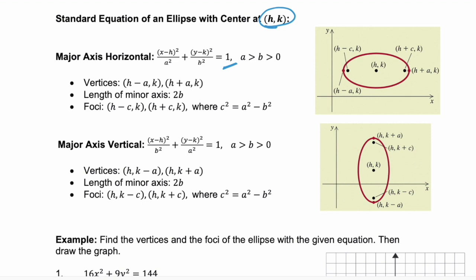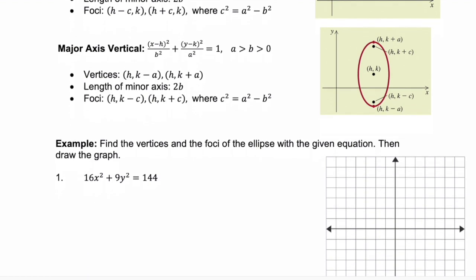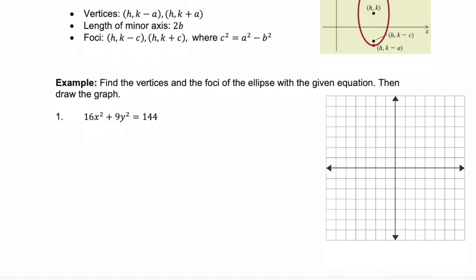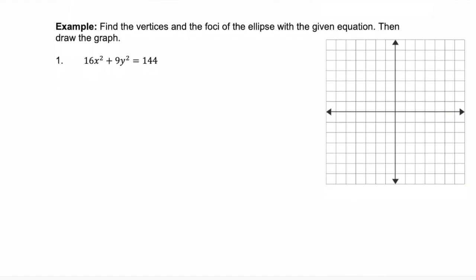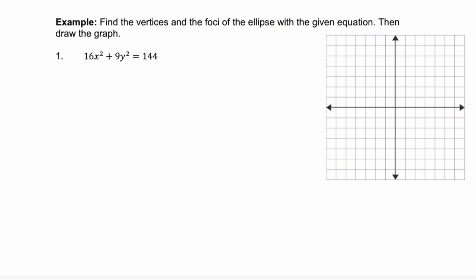Let's look at an example. We're going to find the vertices and the foci of the ellipse, and we're going to draw the graph by hand. So first things first, an ellipse has to be equal to 1. So we need to divide everything by 144.